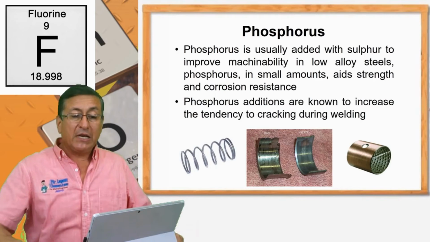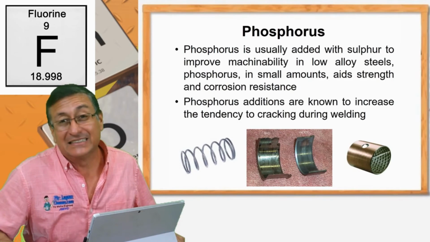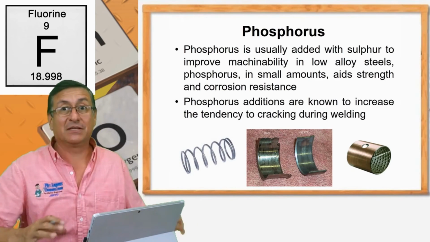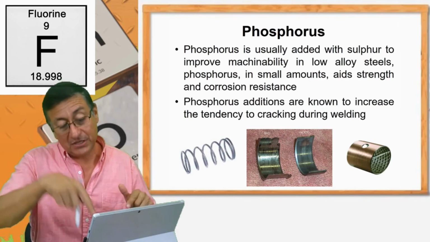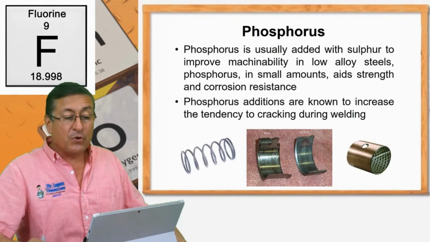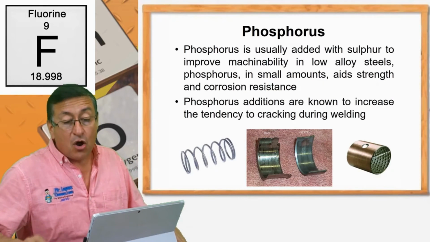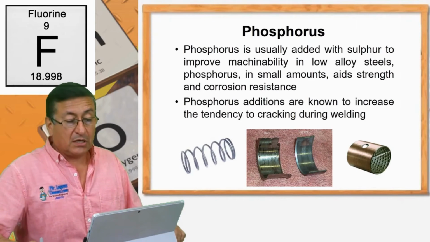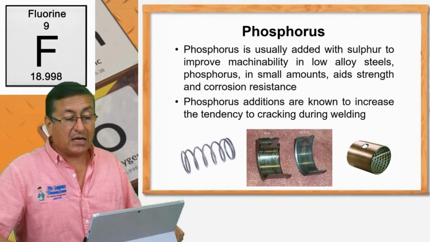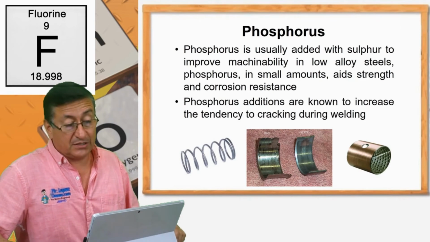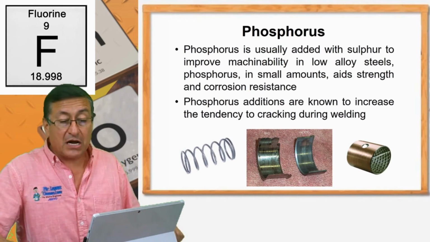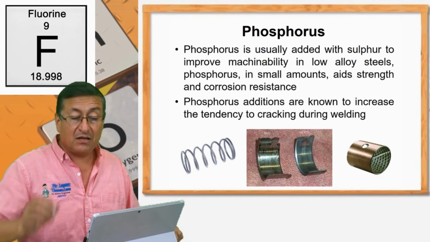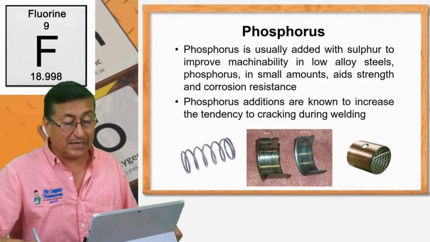Yeah, it's usually added with sulfur, two catastrophic elements, but both of them together are good in this situation to improve the machinability in low alloy steels. Phosphorus in small amounts improves the strength and the corrosion resistance. Phosphorus additions are known to increase the tendency of cracking in welding areas.